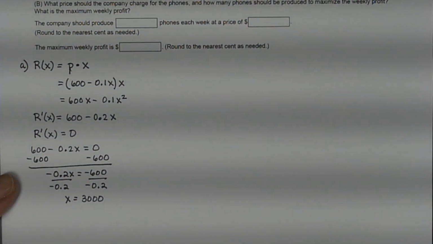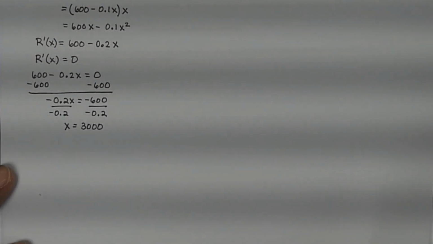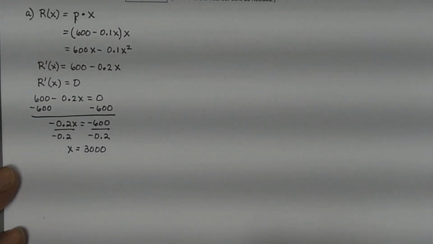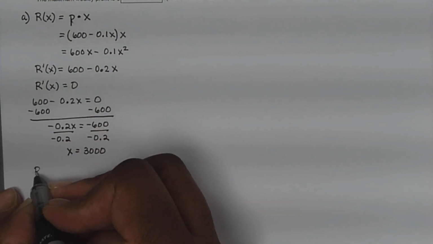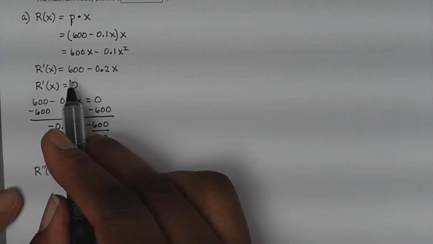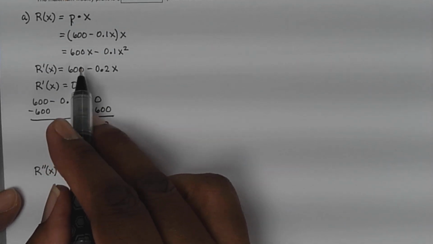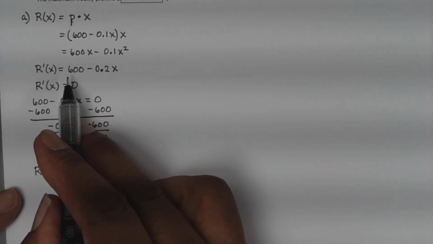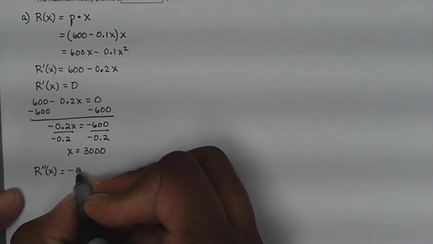Now, we can verify that by taking the second derivative here. Okay. So R double prime of x is this. Take that first derivative and get a second derivative from it. The derivative of 600 is 0. The derivative of negative 0.2x will be negative 0.2.